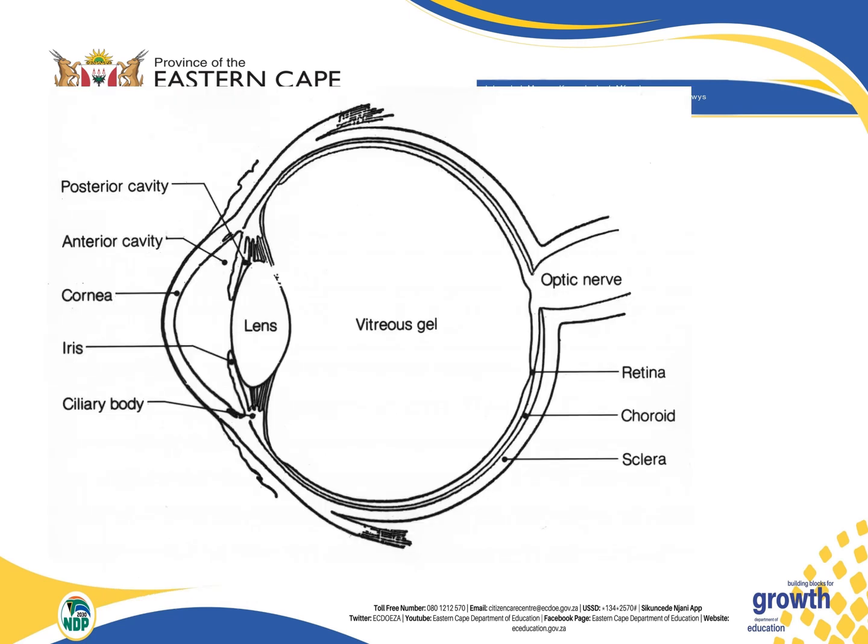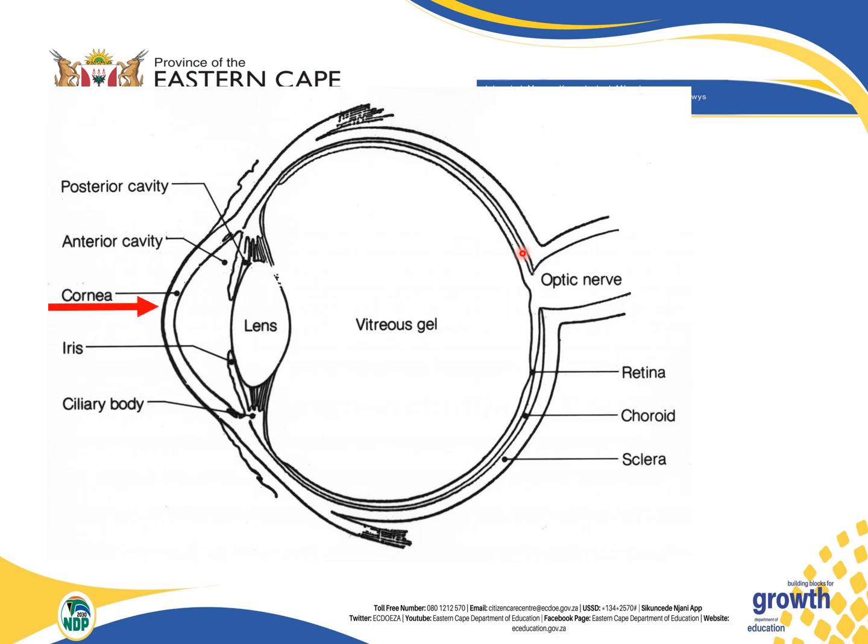Now let us look at the parts of the eye that are responsible for vision. The eye needs to receive and convert a stimulus into an impulse and then transmit that impulse to the cerebrum of the brain where it will be interpreted. The photoreceptors in the eye are the rods and the cones which are found on the inner layer known as the retina. Now light is reflected off an object.